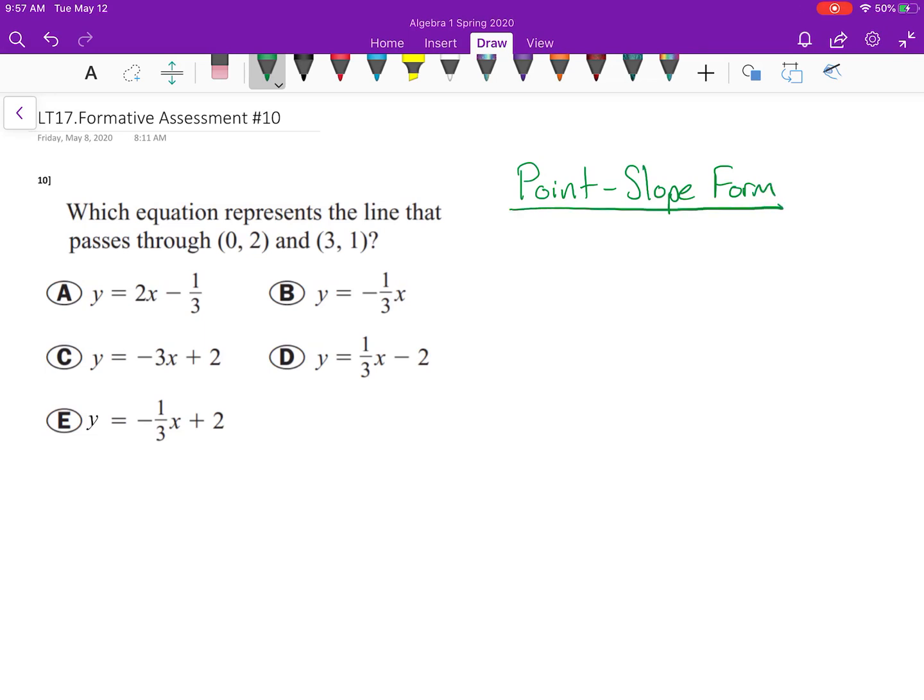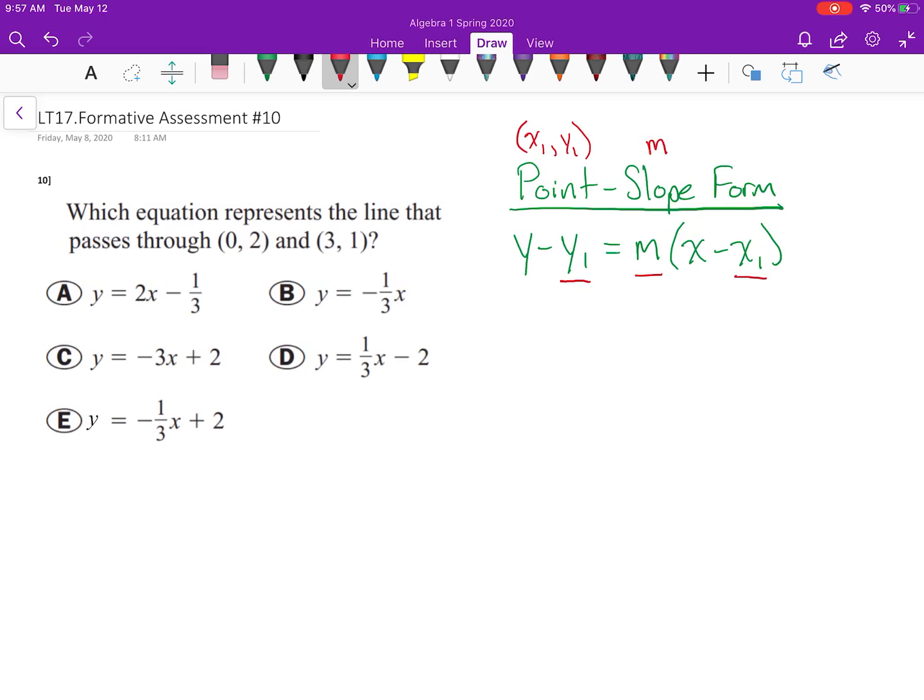And we're going to remember that point slope form looks like y minus y1 equals m times x minus x1. All I need to do is substitute values in for y1 and x1 and my slope of m. I know that right from the name of the form. I need a point in (x1, y1) form, and I need a slope of m.